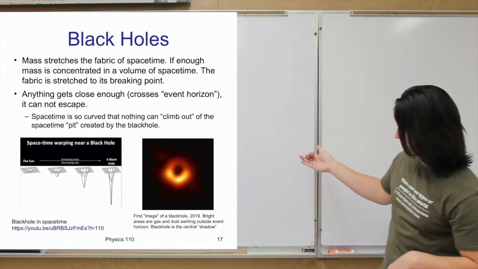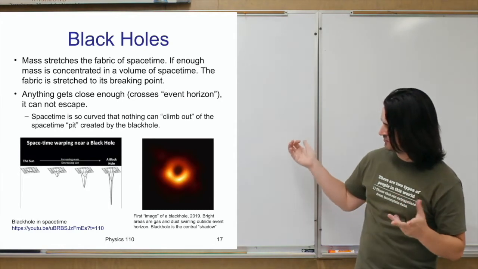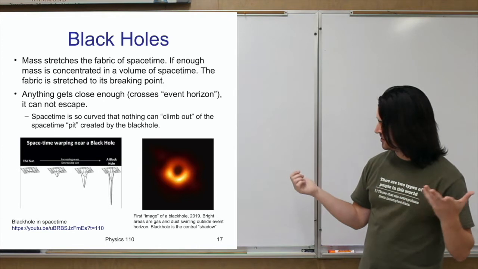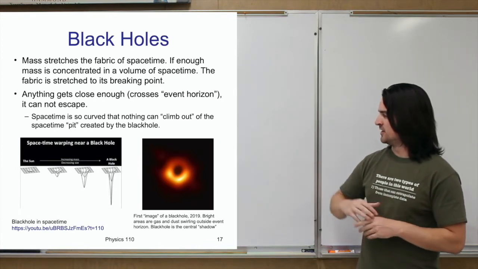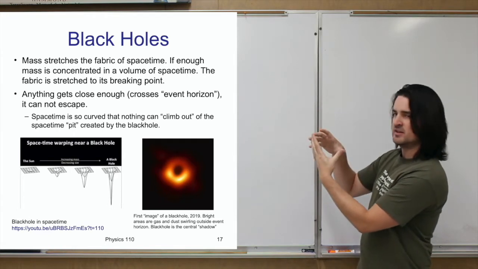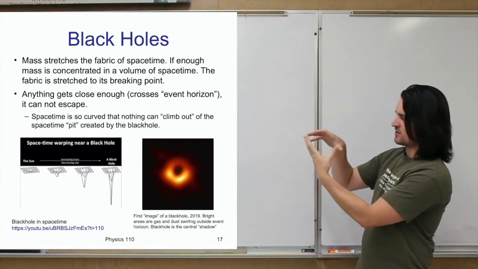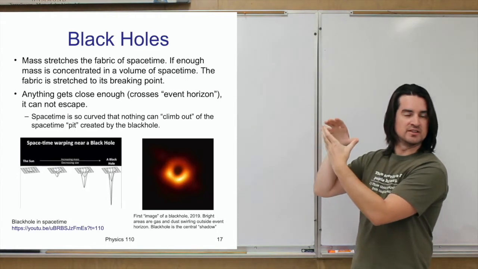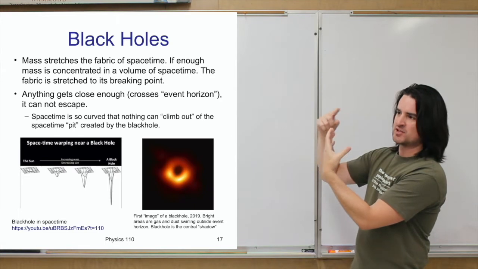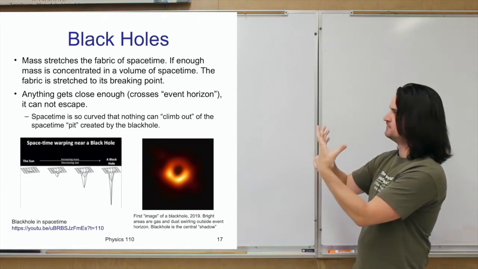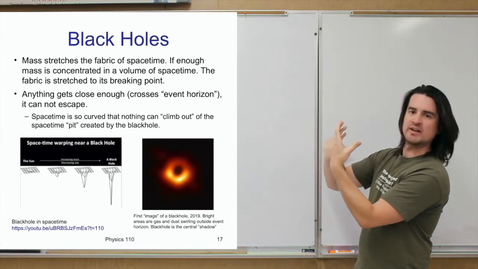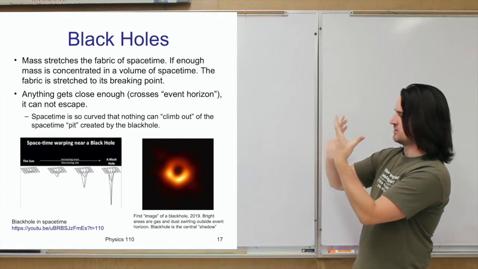So this, on the right, is actually an image, the first image we have of a black hole, and that only came out last year. Essentially what you're seeing in the image is the bright ring of matter and different particles, gas and dust and things that are in the gravitational pull of the black hole.